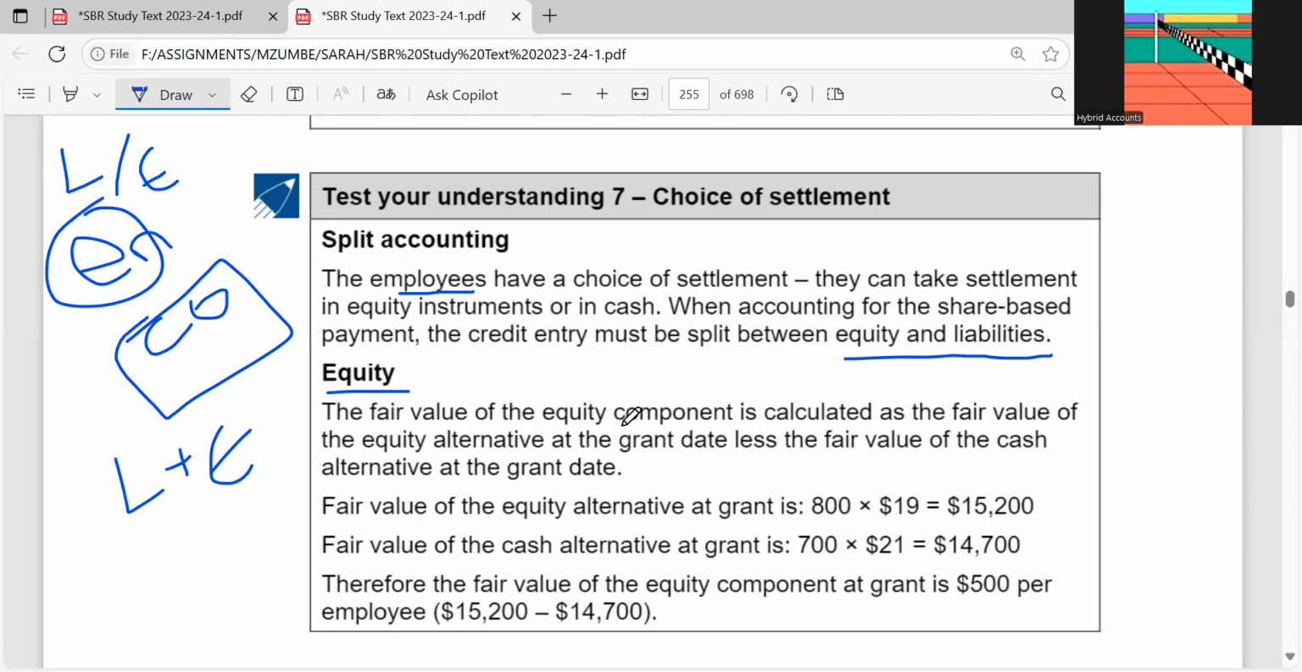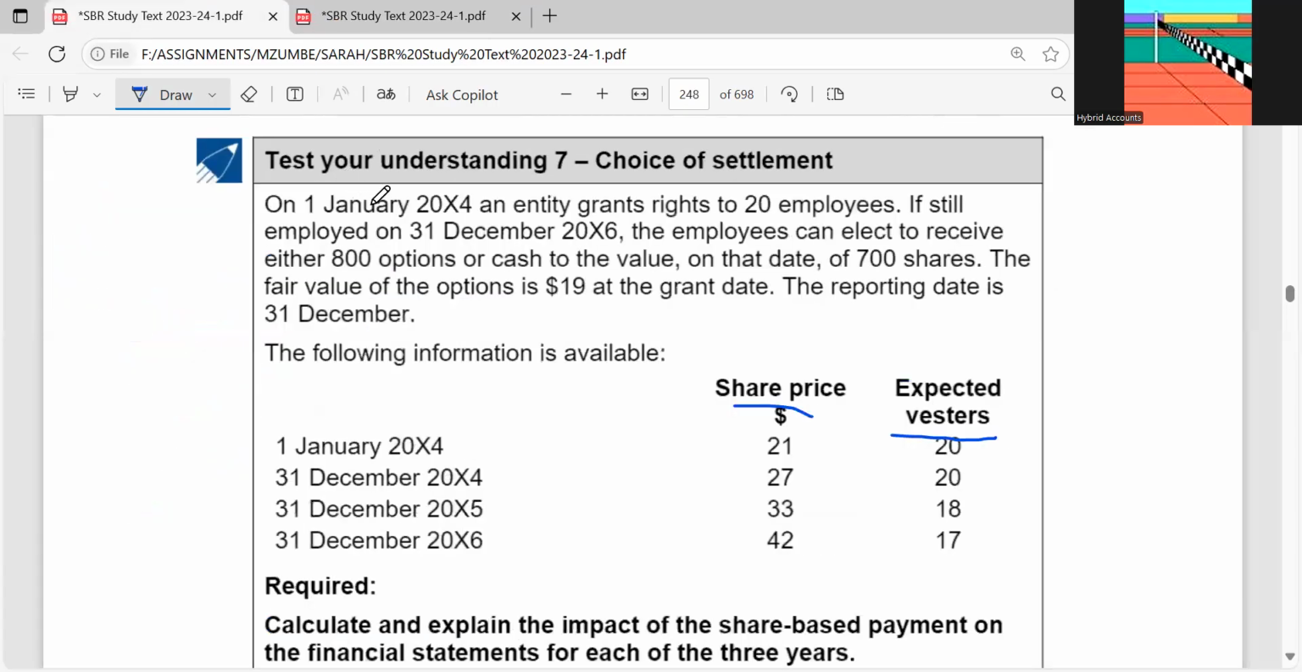So the fair value of the equity component, how do we get it? The fair value of the equity alternative at the grant date less the fair value of the cash alternative at the grant date. We do the same. How do we get the equity alternative at the grant date now? I hope you know the grant date, right? Let's go to the grant date. The grant date is what? On 1st January, and if you're still employed, we are told that the employees can elect to receive either 800 options or cash to the value at that date of 700 shares.